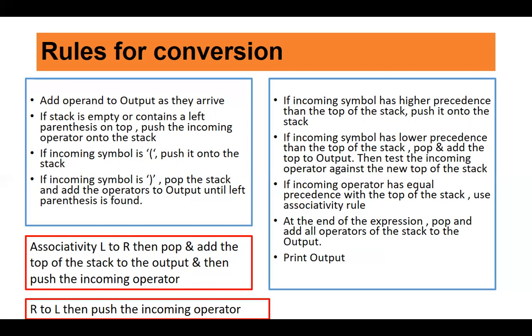Otherwise, if there is more than one operator, suppose in the stack you have minus, above minus you have the star operator, and incoming is plus. First we check plus with the star operator. Star has precedence more than plus, so pop it out and add it to the output. Now in the stack you have the minus operator, and incoming is plus. Again compare plus with the minus operator. Here the precedence is the same, so you apply the associativity. So pop out that minus, add it to the output, and now push that plus onto the stack. This is what this rule says.